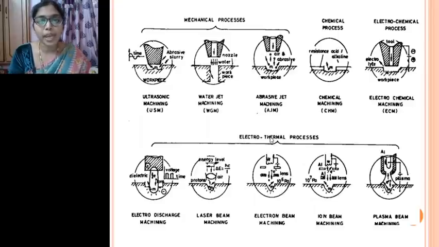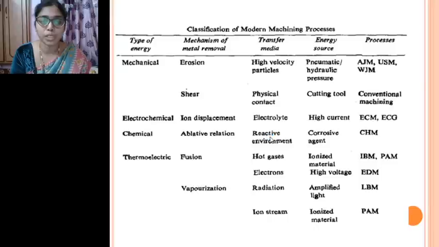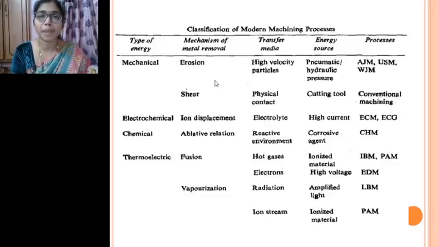So in the same way, when a highly pressurized jet is impinged on any surface, it has the ability to remove the material from the surface. That principle we use here. So in a mechanical type of unconventional machining process, the mechanism by which the material removal happens is the erosion process, right?